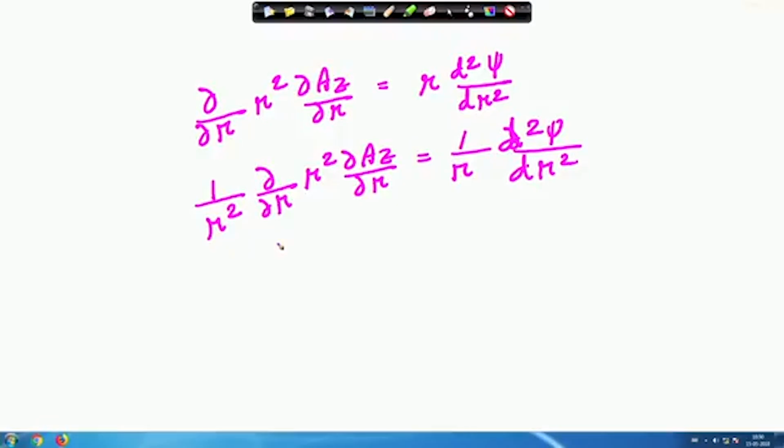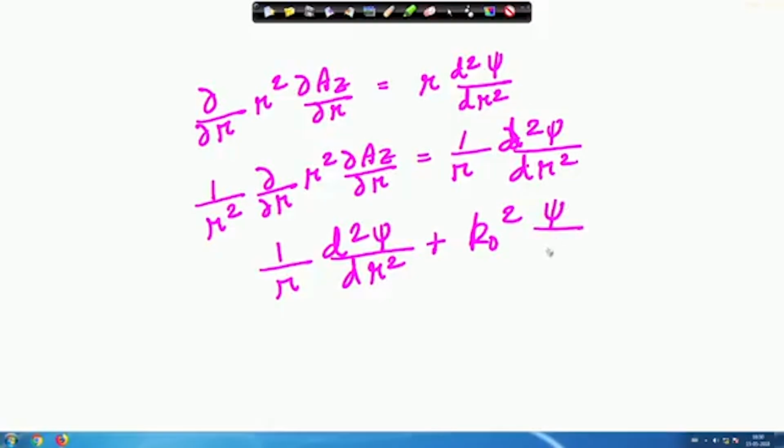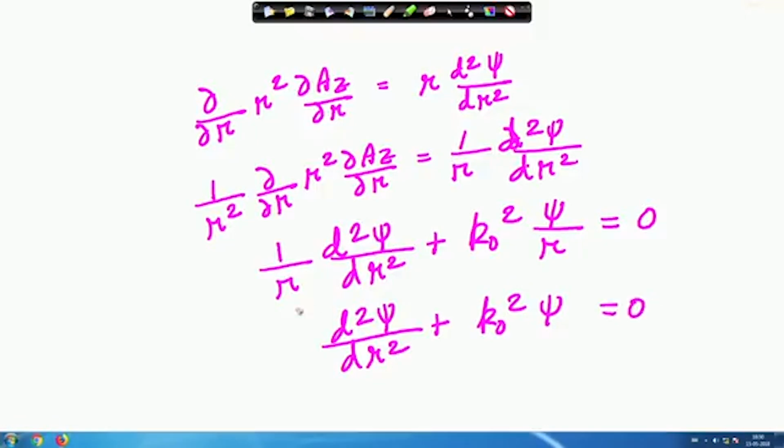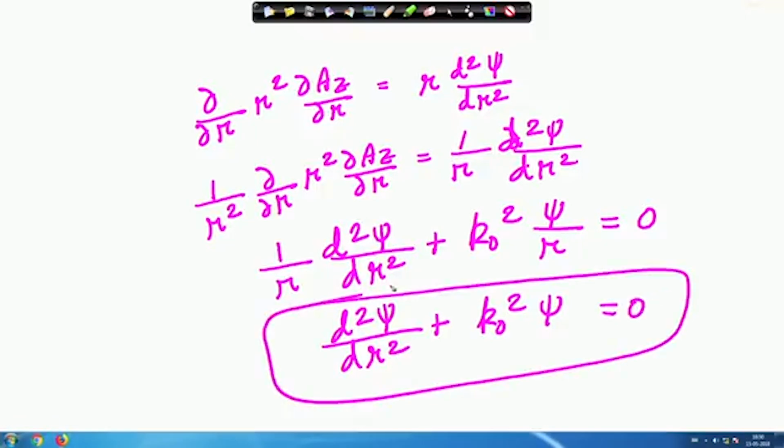Now, let us put it. So, we can say that 1 by r d2 phi dr2 plus, or we can write it as d2 phi dr2 plus k naught square phi is equal to 0. So, this is a simple scalar second order differential equation. All of us from our college days know this solution. This is the simple harmonic motion solution.